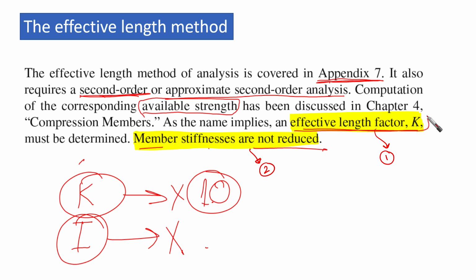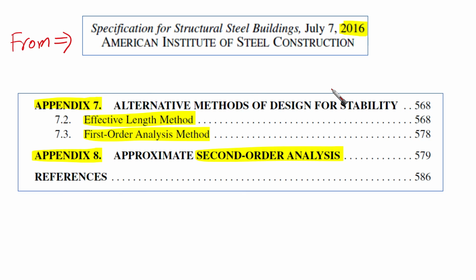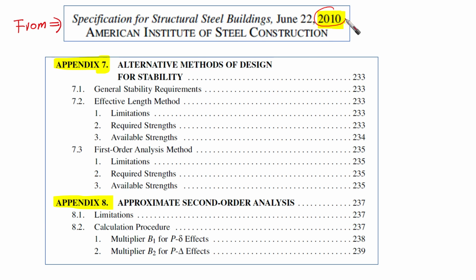So take care. These are the two conditions that you need to take care of when you are talking about the effective length method. Okay, this is in Appendix 7. If we go back, we're going to find it here. This is in the 2010 specification. You can find it in chapter 16 of the manual.